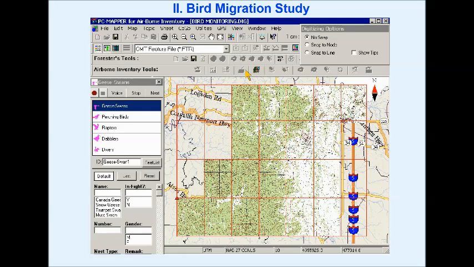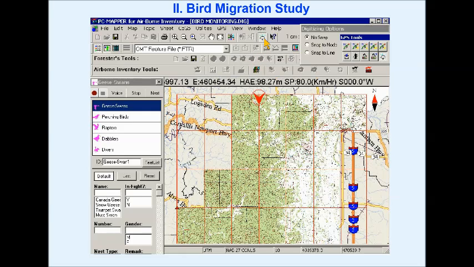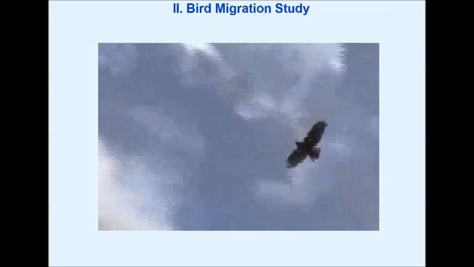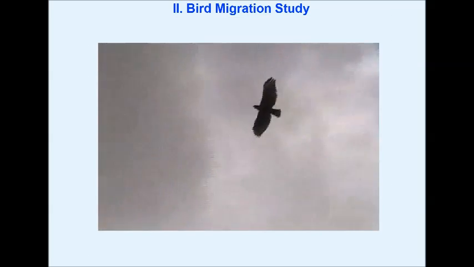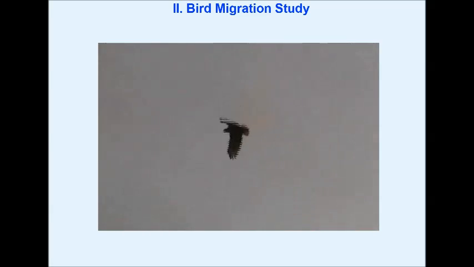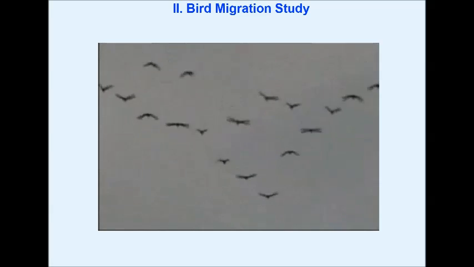Now, we take flight and turn on the GPS connection. We click this button to automatically record the flight path for this data collection session. We see a multitude of feathered friends. The swallows, and the red-tailed hawks, arriving. And the waterfowls, leaving.